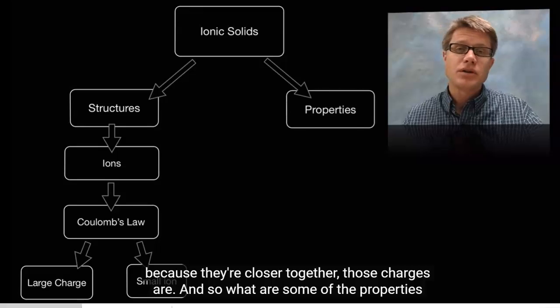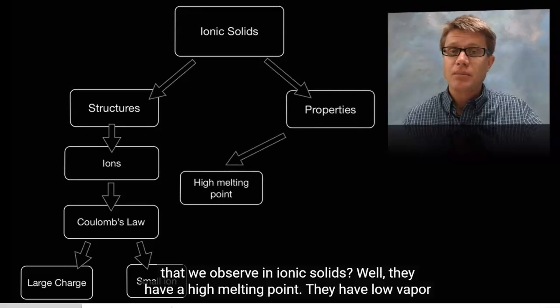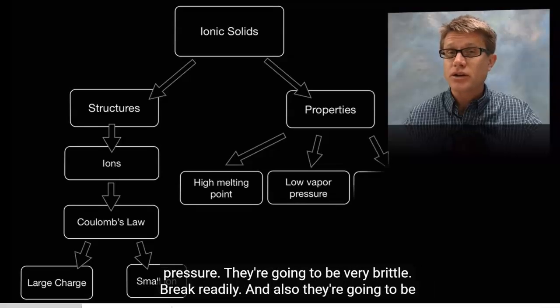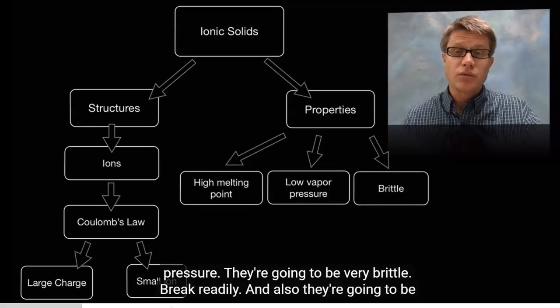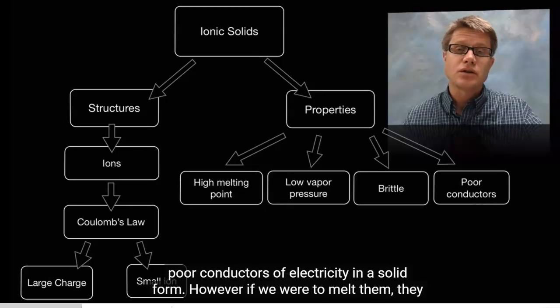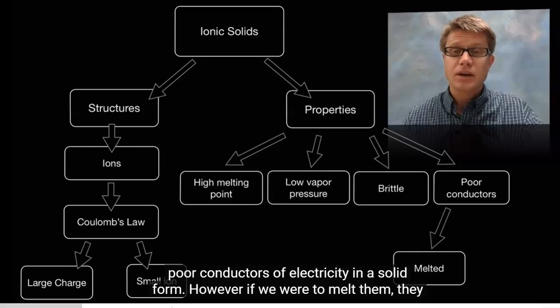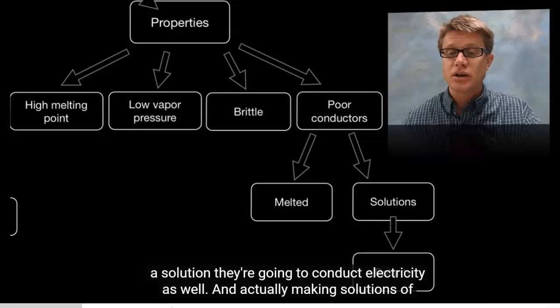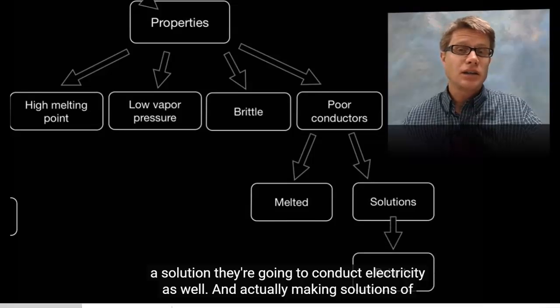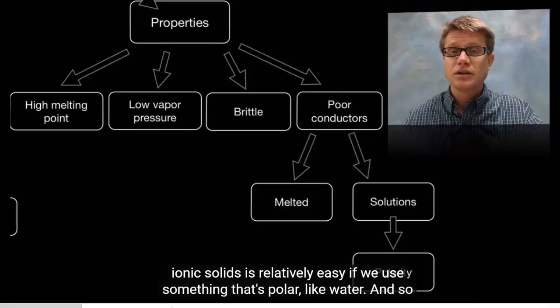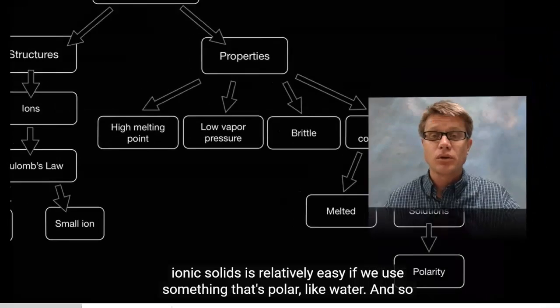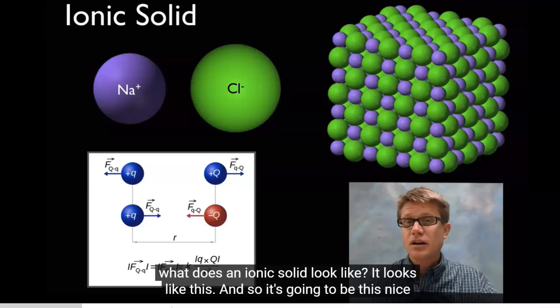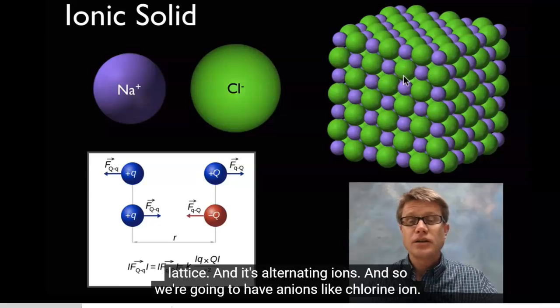And so what are some of the properties that we observe in ionic solids? Well, they have a high melting point. They have low vapor pressure. They're going to be very brittle, break readily, and also they're going to be poor conductors of electricity in a solid form. However, if we were to melt them, they can actually conduct electricity. And if we were to dissolve them in water and create a solution, they're going to conduct electricity as well. And actually making solutions of ionic solids is relatively easy if we use something that's polar like water. And so what does an ionic solid look like? It looks like this. And so it's going to be this nice lattice, and it's alternating ions.